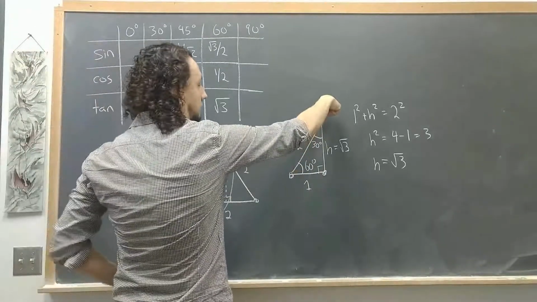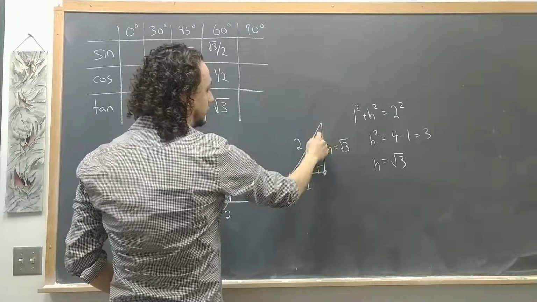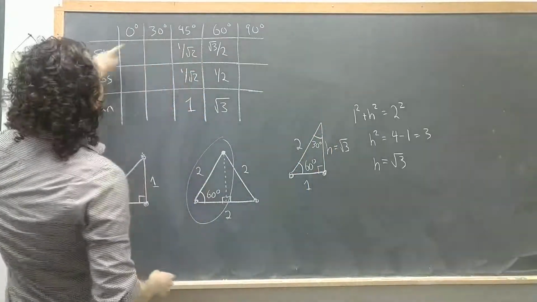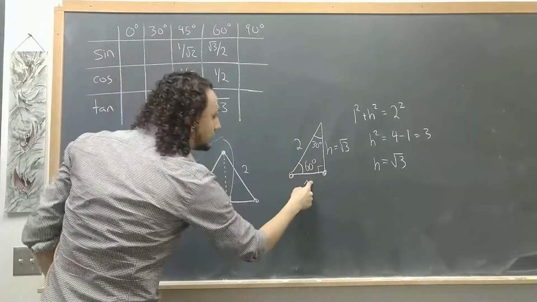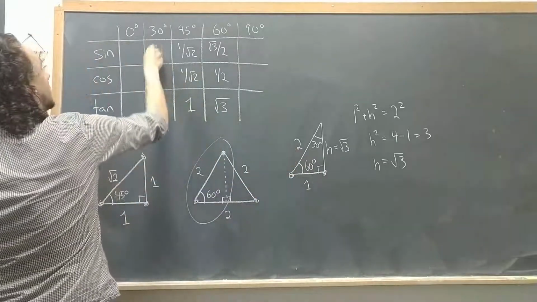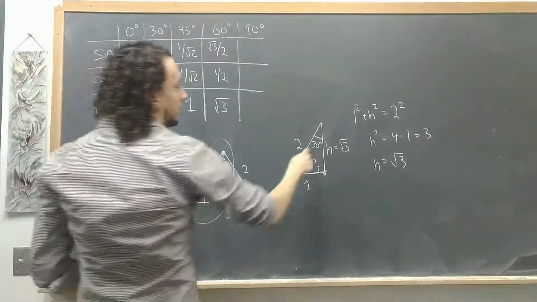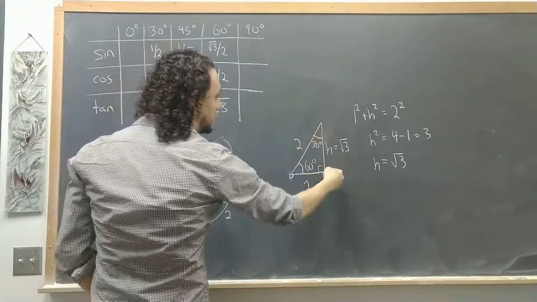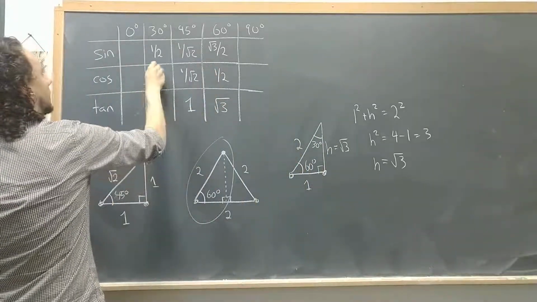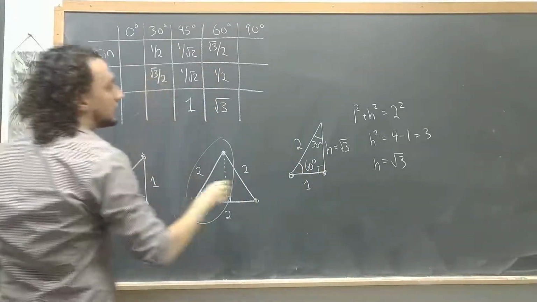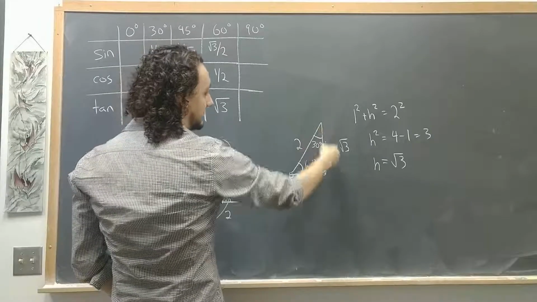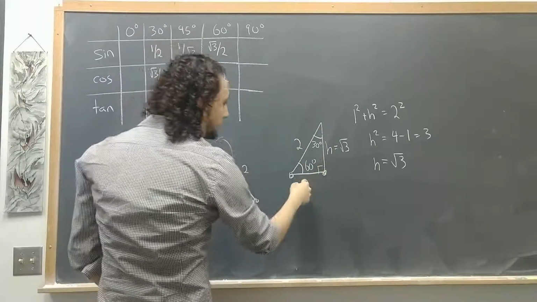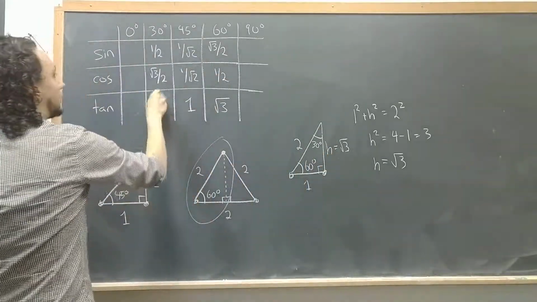Looking at the perspective of the triangle, the right angle triangle from this angle now, we have the sine of 30 degrees is opposite over hypotenuse, that's half. The cosine of 30 degrees is adjacent over hypotenuse, that's √3 over 2. And the tangent of 30 degrees is opposite over adjacent, that's 1 over √3.